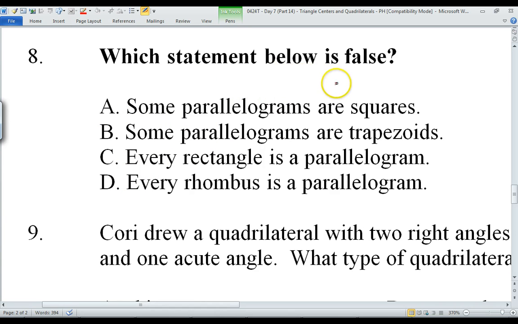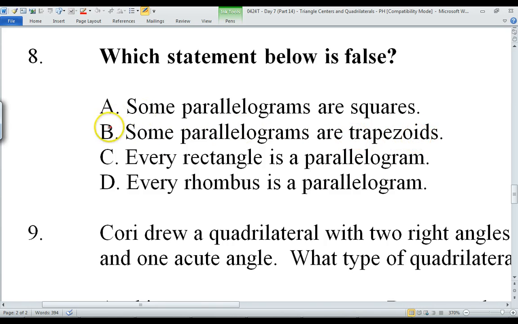Looking at number 8. Which statement below is false? Some parallelograms are squares. Is that false? No, that's certainly true. Some parallelograms are trapezoids. Is that true? That's false.